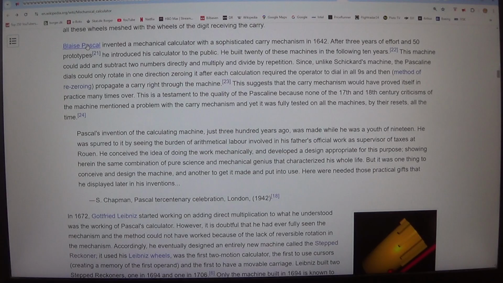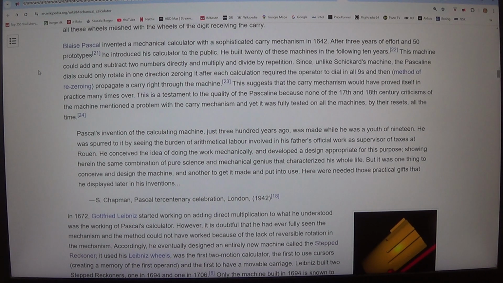Blaise Pascal invented a mechanical calculator with a sophisticated carry mechanism in 1642. After 3 years of effort and 50 prototypes he introduced his calculator to the public. He built 20 of these machines in the following 10 years. This machine could add and subtract 2 numbers directly and multiply and divide by repetition.